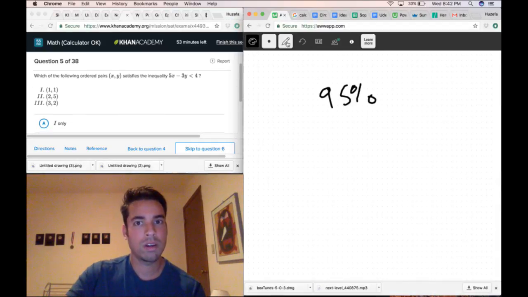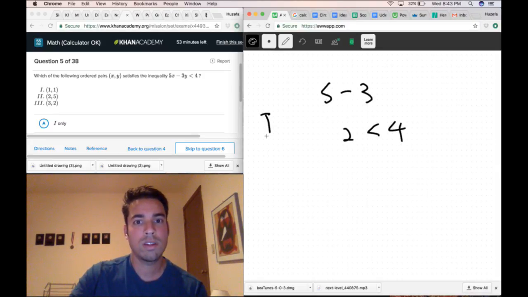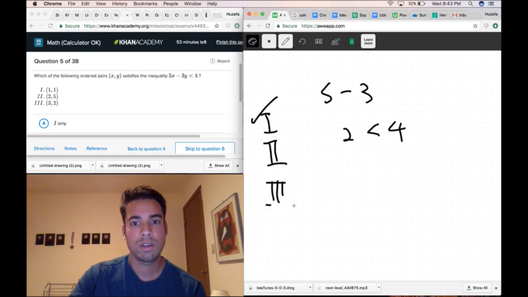Which of the following ordered pairs satisfies the following inequality? Okay, so let's see. I'm going to just plug and chug here. So 1, 1 would be 5 minus 3. That's 2, which is less than 4. So 1 is good. Let's try 2 and 3.